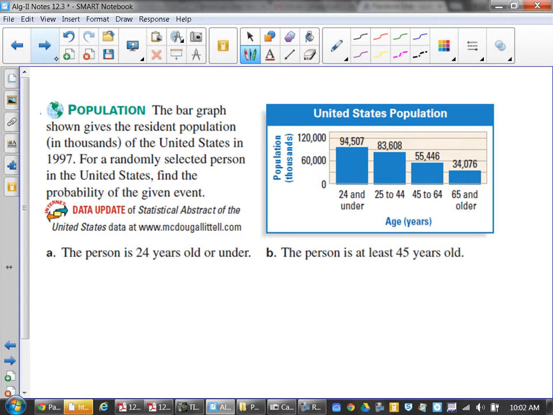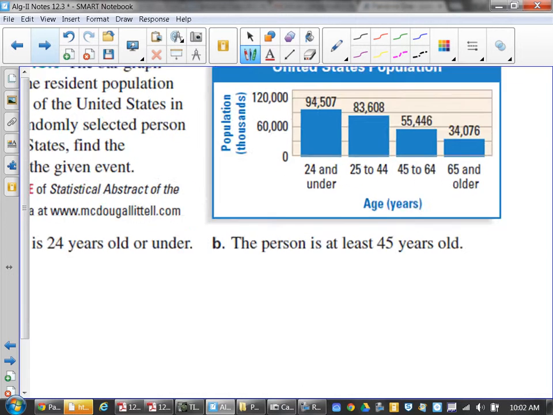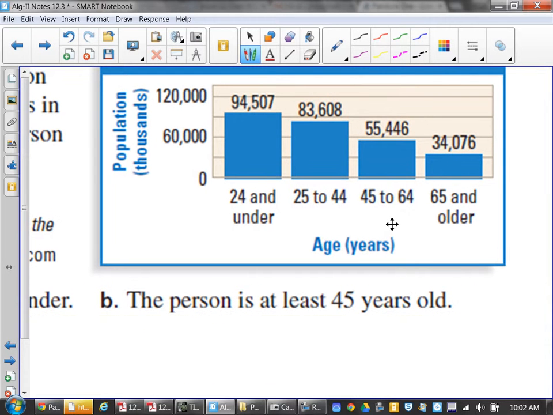Now, this happens a lot in surveys. You guys have probably done this before. Just to look at a table here. They're giving me all these data points, and let's say this is the age of a lot of people. If you're 24 and under, there are 94,000 of you. Between 25 and 44, there's 83 and change, and so on. So if you wanted to figure out if the person is at least 45 years old, that means they can be 45 or older. Because that's the bottom end. Which means if I'm looking at the experimental probability here, well, how many people would be over how many people there are?